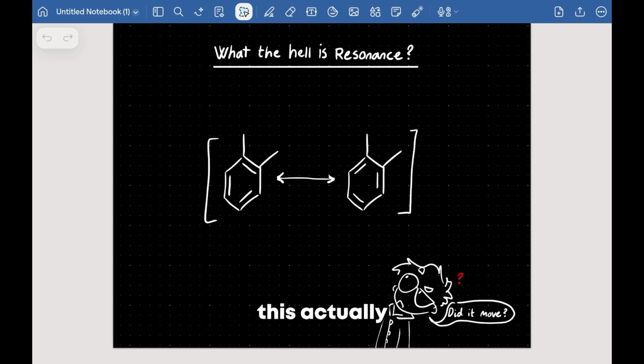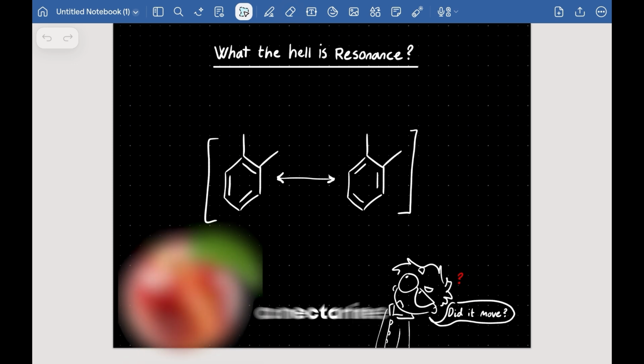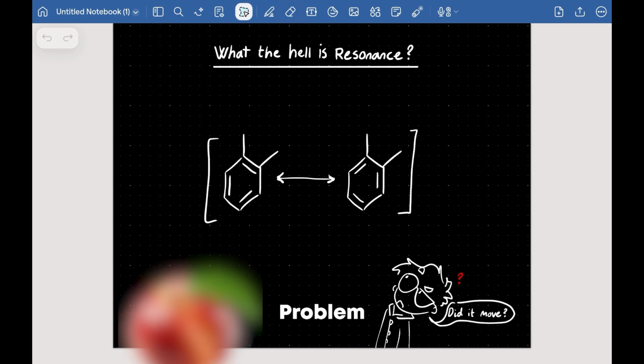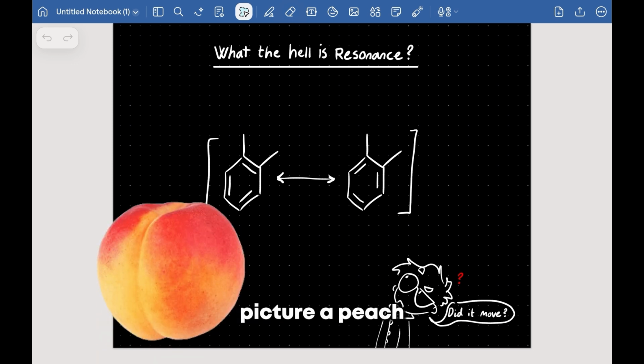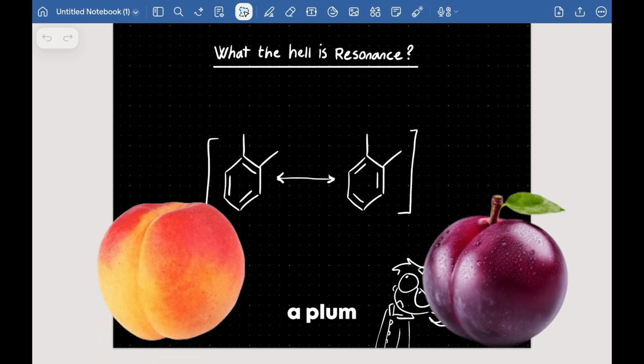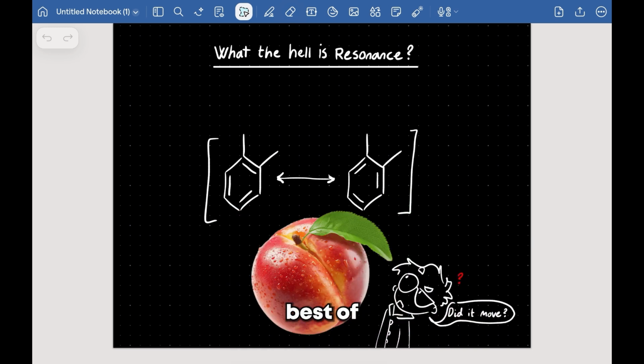So to make this actually make sense, let's use an analogy. Imagine your friend asks you what a nectarine looks like. Problem, they've never seen one and you're not an artist, so stick figures are your limit. So you say, picture a peach in your mind, now picture a plum. A nectarine is basically the best of both worlds. The inside tastes like a peach, but the outside is smooth like a plum. Now smash those two images together in your brain, that's a nectarine.